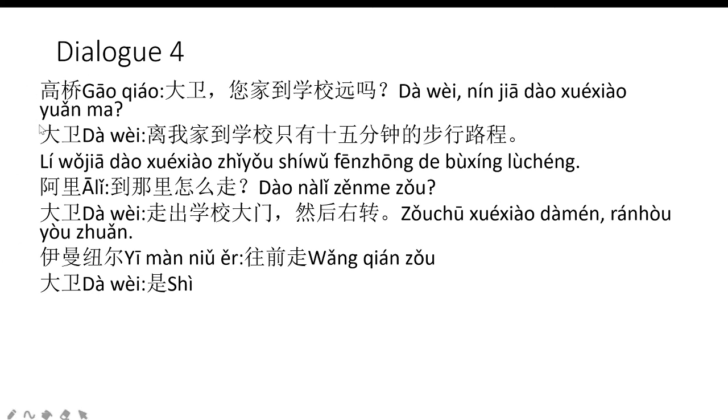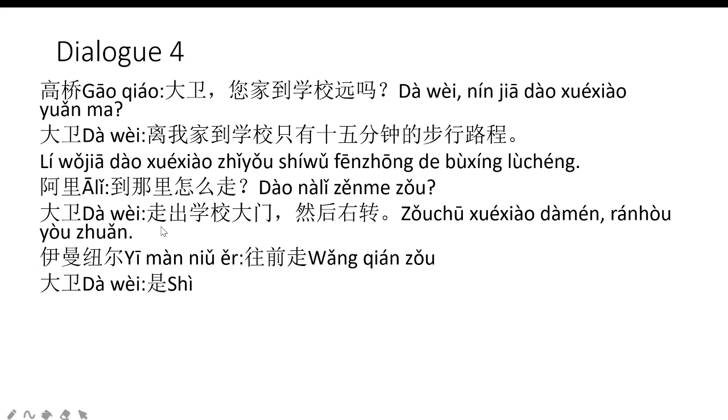And over here is Gautier, Takahashi, Dawei is David, Ali is Ali. So Gautier says, 大伟, 您家到学校远吗? David, and he gives respect to his family, I mean his house. Is your house from school far? And then Dawei says, 离我家到学校只有15分钟的步行路程. From my house, it's only 15 minutes walk. And Ali says, 到哪里怎么走? 到 is to, 哪里 is where, 怎么走 is how to walk, how to get there.